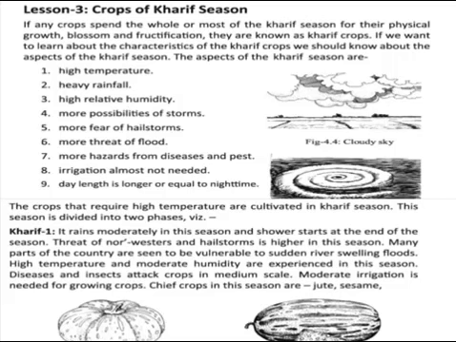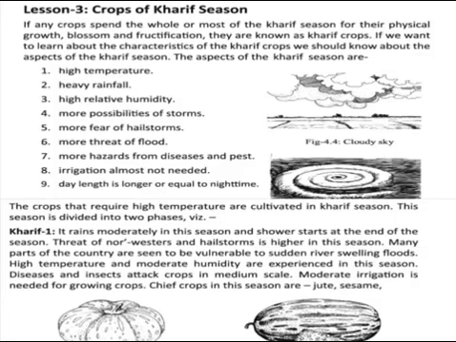The crops that require high temperature are cultivated in the Kharif season. We will see that in the Kharif season we cultivate more high temperature crops, and this season is divided into two phases. One is Kharif 1, and in Kharif 1 it rains moderately in the season, and showers start at the end of the season. Moderately means within a reasonable limit. That means in Kharif 1 it rains within a reasonable limit, and rain showers also start at the end of the season. Threat of nor'wester hailstorm.